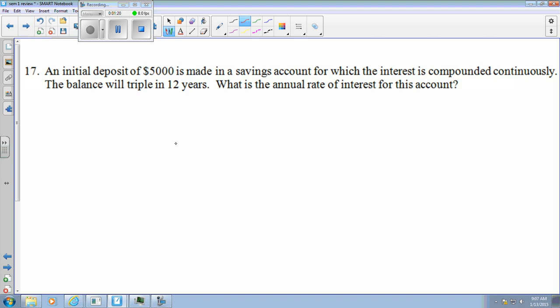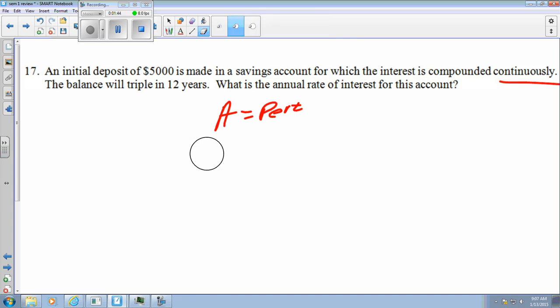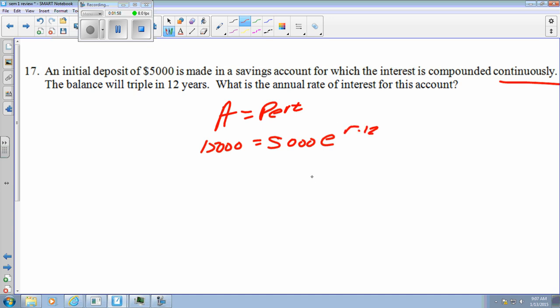Initial deposit of $5,000 made in a savings account for which the interest is compounded continuously. If it's compounded continuously, we're using A equals PE to the RT. Let's find the interest rate. We know that it is tripled in 12 years, so the amount that you get out would be $15,000. We started with 5,000. E to the interest rate is what we're looking for, but we know it was for 12 years. Let's divide both sides by 5,000 to start with.